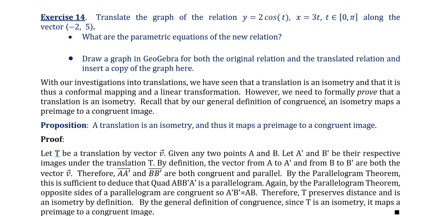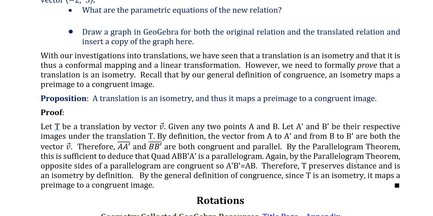Okay? And so, therefore, we know it is a distance preserving mapping. That's what an isometry means. And we proved earlier that, by definition, really a congruence, an isometry is now going to map a pre-image to a congruent image. And we proved earlier that was consistent with our definition of congruent line segments. So that proves that a translation really is an isometry. Next video, we're going to move on to rotations.